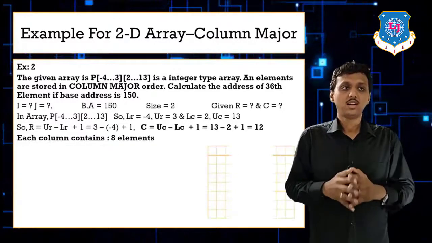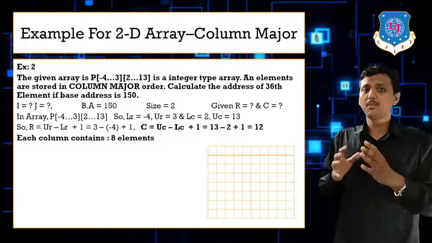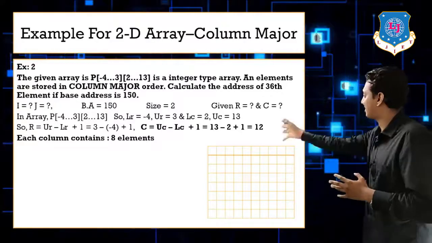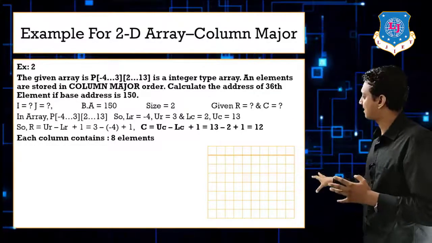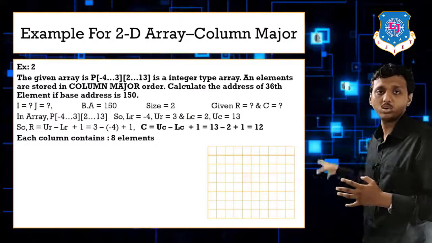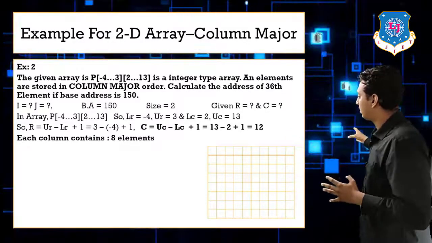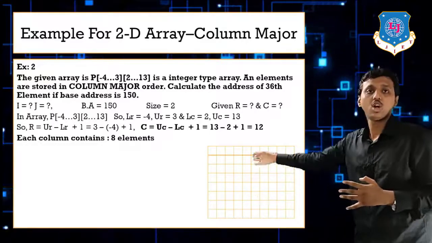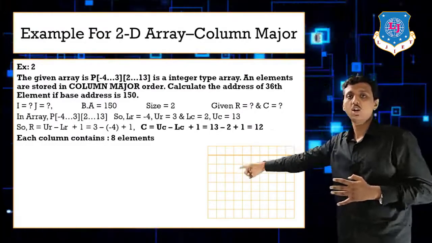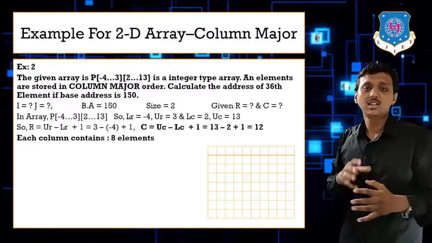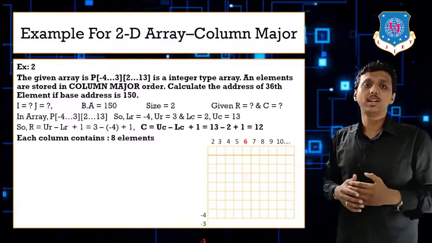Okay, fine. Suppose, students, this is our matrix, just imagine this is our matrix. This is the whole array, a two-dimensional array. Then just see, this is our row indices and this is our column indices. So let's write down the row and column index numbers.